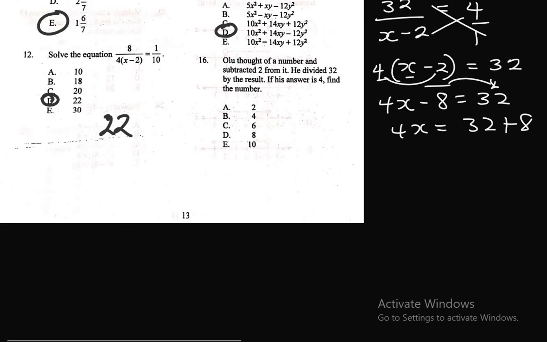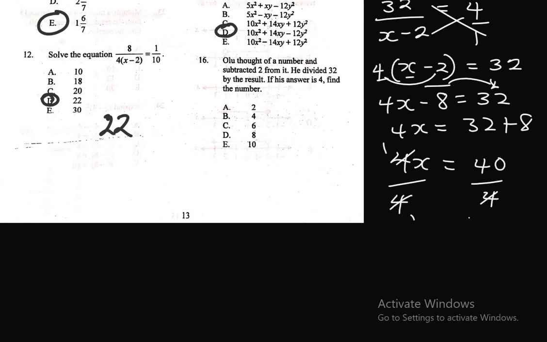Alright, so 4x equal to 32 plus 8 is 40. To get the value of x, divide both sides by 4. 4 here 1, 4 here 1. 4 here 1, 4 here 10. So x is equal to 10. The right option is E, 10.